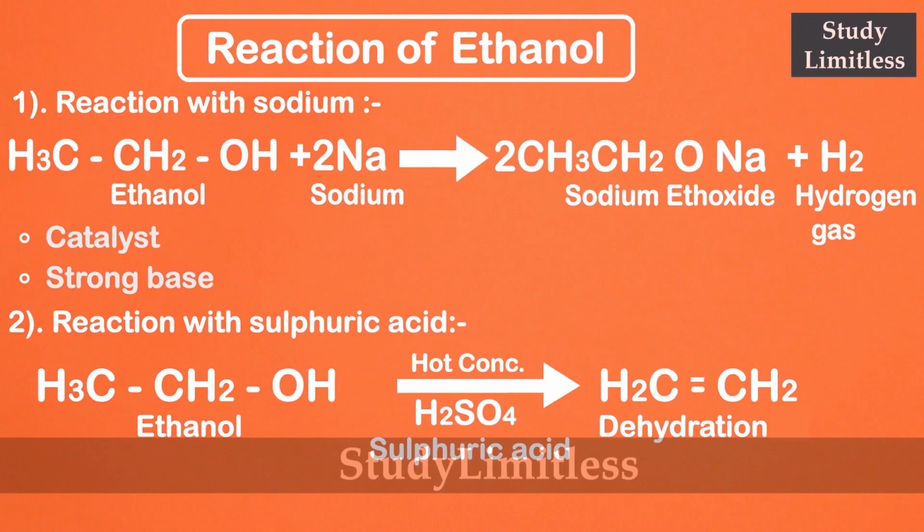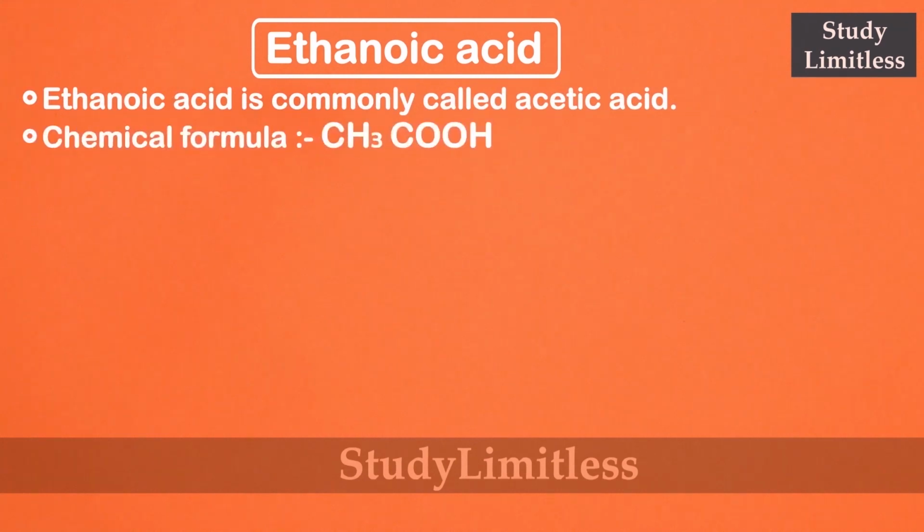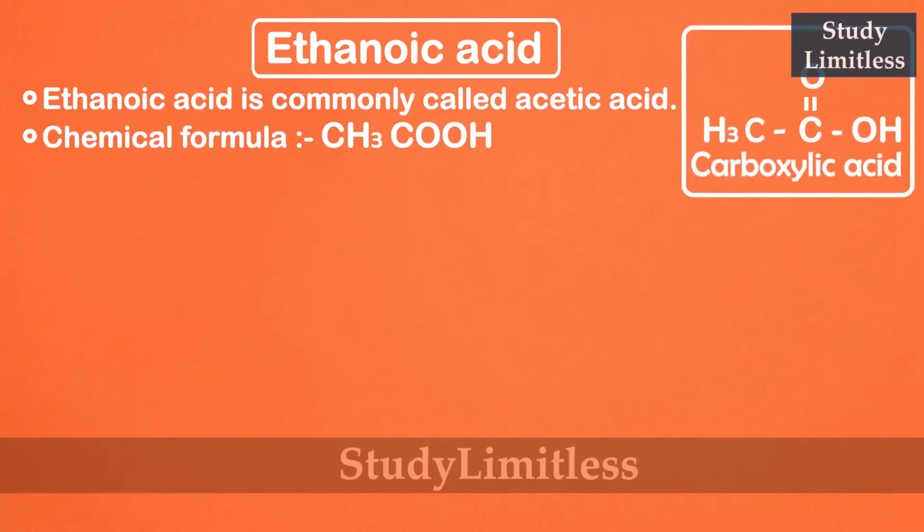Now let's talk about another important carbon containing compound, which is ethanoic acid. Now ethanoic acid is also called acetic acid, the chemical formula for which is CH3COOH, and structurally it is given as CH3C=OOH. Over here, the C=OOH is nothing but the carboxylic acid group.